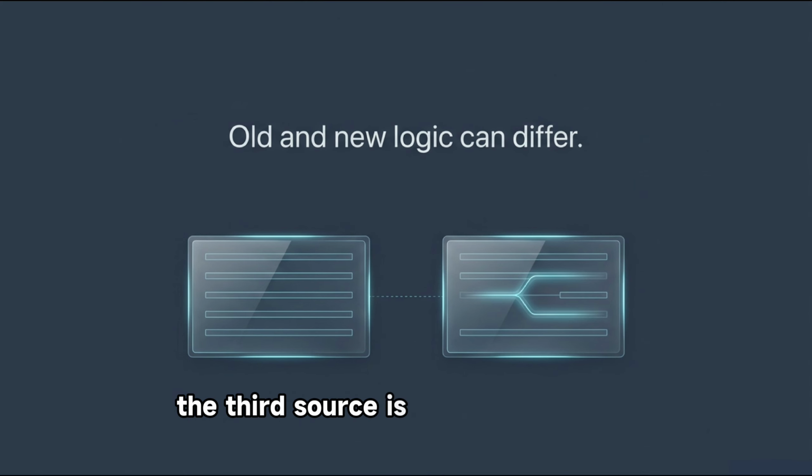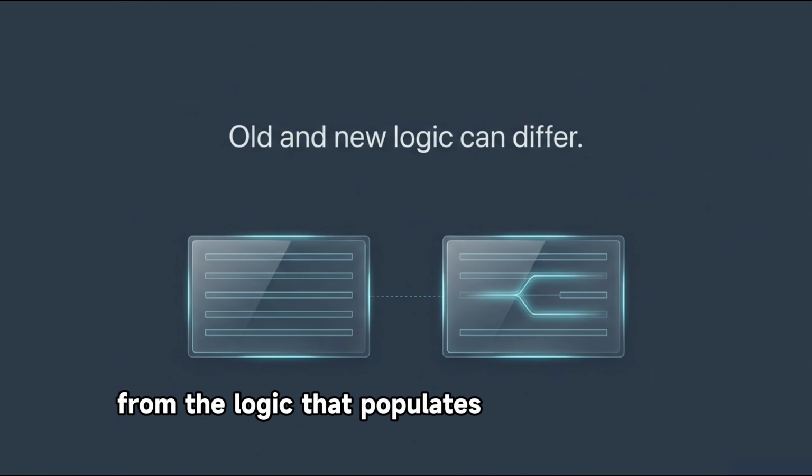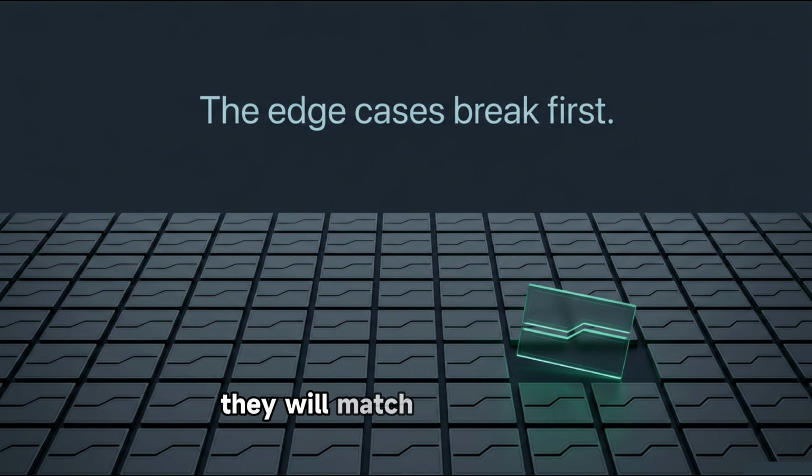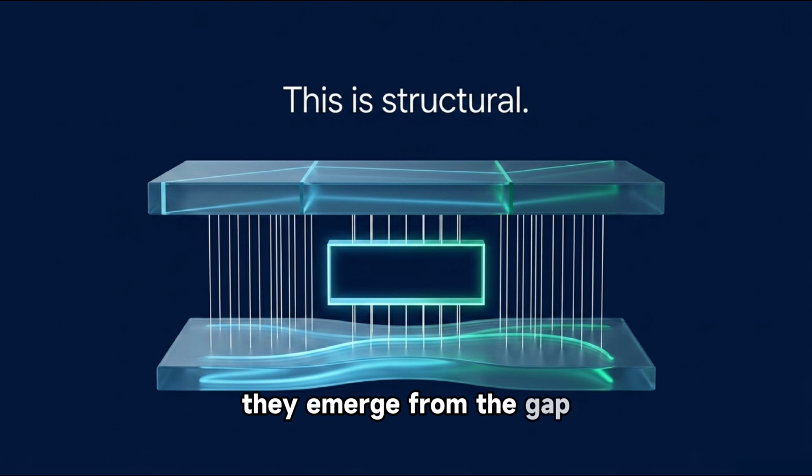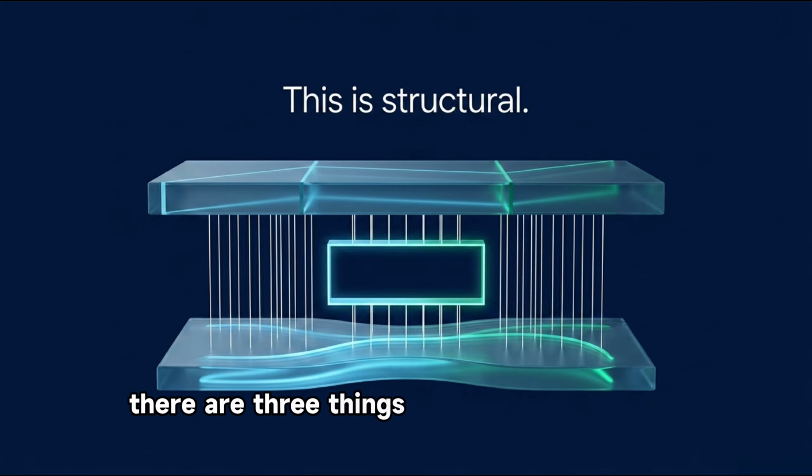The third source is schema evolution. A new field is added to capture something that was previously implied by another field. Someone backfills historical records, but the backfill logic differs slightly from the logic that populates the original field. Both fields now describe the same reality using rules that do not quite agree. They will match in most cases. They will diverge in the edge cases that matter most. None of these causes require an obvious bug. They are structural. They emerge from the gap between what the database enforces and what the data is supposed to mean. There are 3 things you can do about this.